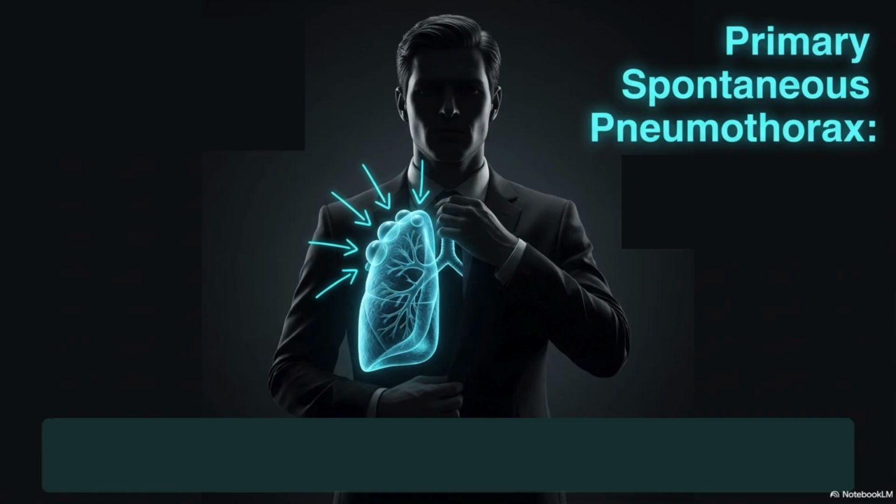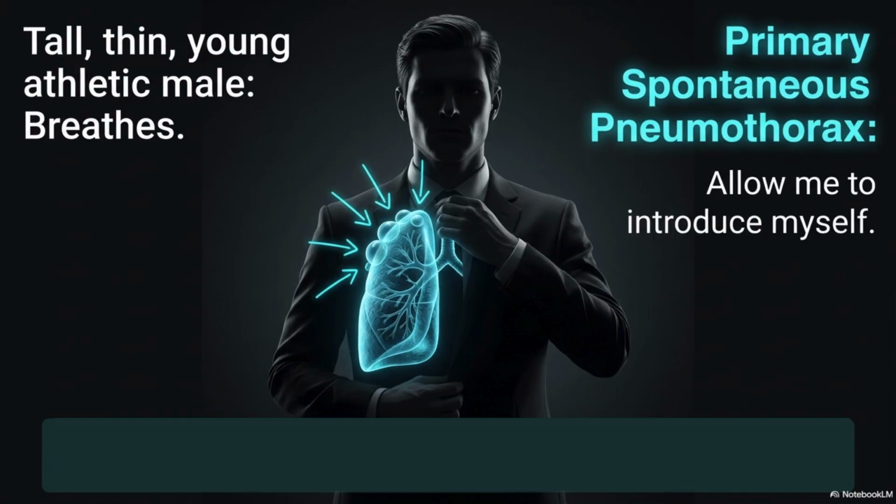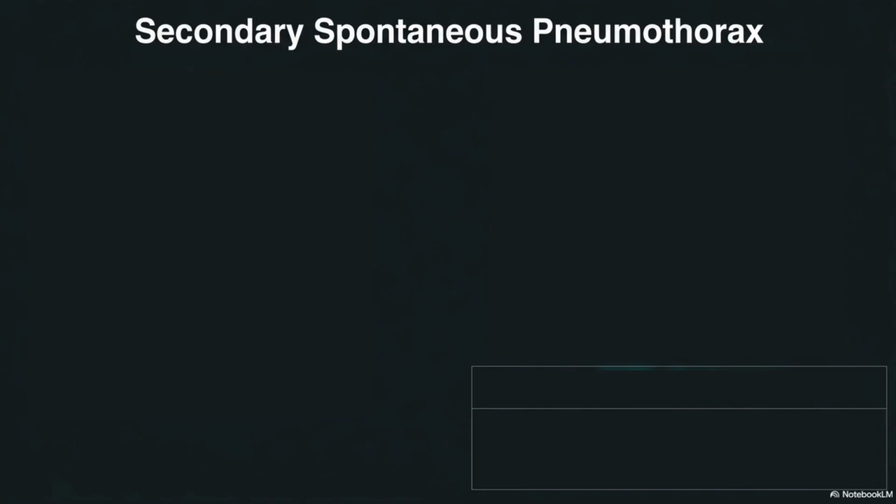First up is the primary spontaneous pneumothorax. The classic presentation is a tall, thin, young, athletic male. He literally just takes a normal breath, and the pneumothorax says, "Allow me to introduce myself." The physiological mechanism here is that high shear stress at the very apex of the lung causes the sudden rupture of subpleural apical bullae.